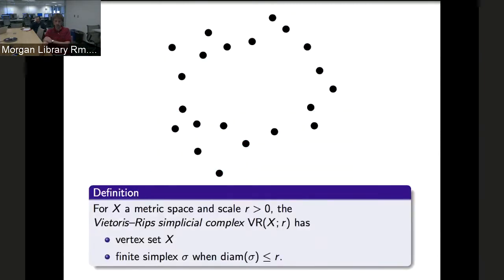Now, in a computer, you don't want to store a union of balls. Any individual ball has an infinite number of points. And so instead, we'll store something combinatorial, a simplicial complex. So a simplicial complex has vertices, edges, and triangles, 2 simplices, tetrahedra, which are 3 simplices. And you have building blocks of all dimensions.